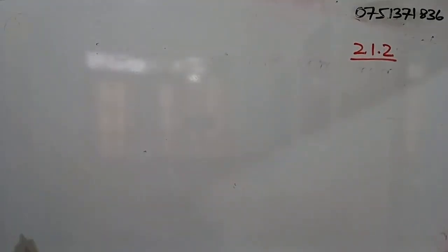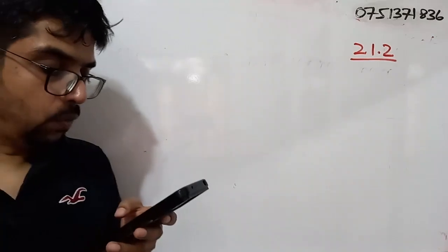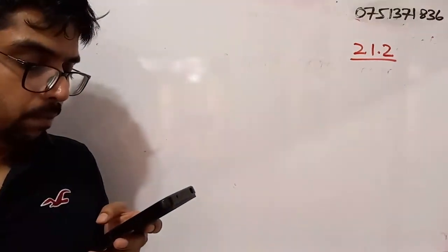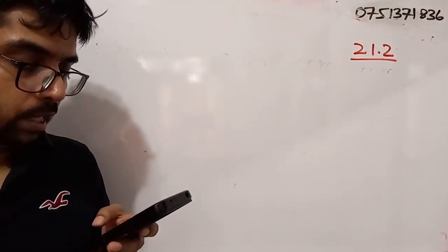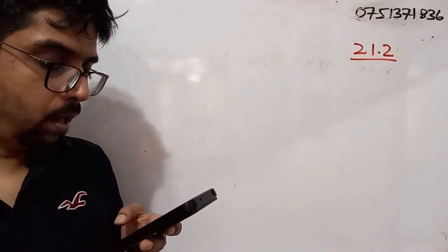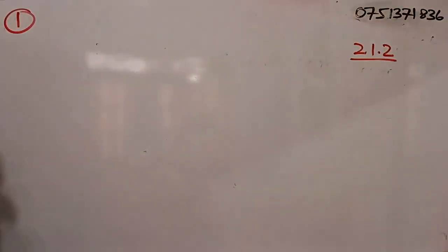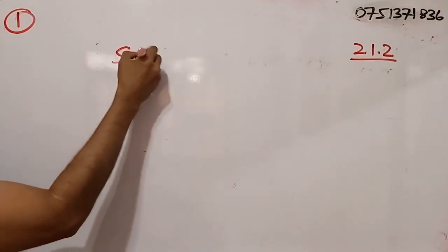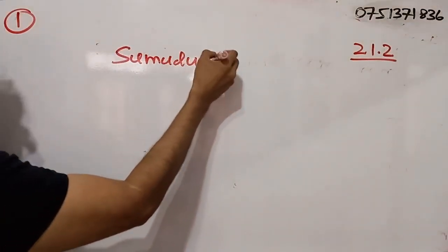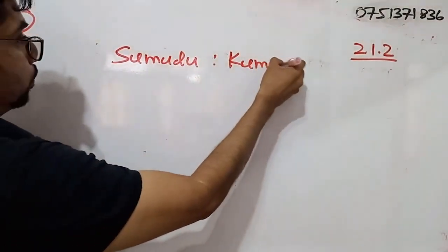Exercise 21.2. Question number 1. 1500 rupees was divided between Sumudu and Kumudu in the ratio 2 to 3. Find the amount each received. Right. So we have Sumudu and we have Kumudu. Right.